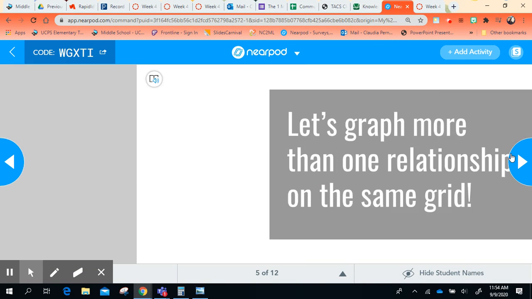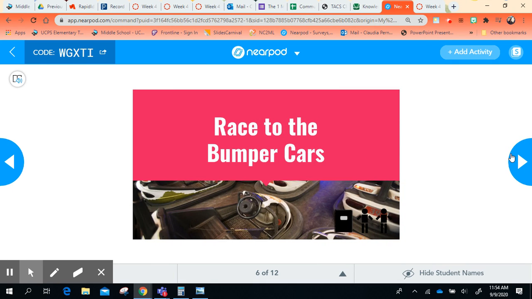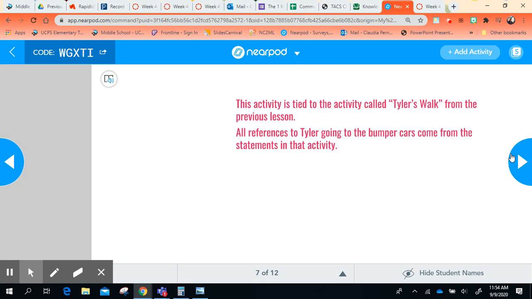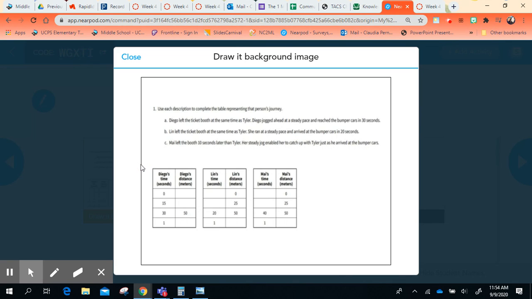Okay. So let's graph more than one relationship on the same grid. So race to the bumper cars. Yesterday we talked about Tyler's walk. So we're kind of going to be coming back to something similar like that today. So in here, we're going to try and do as much of the work today as possible. So I'm going to do the first one to show you what I'm looking for, and then we'll go from there. So use each description to complete the table representing the person's journey.